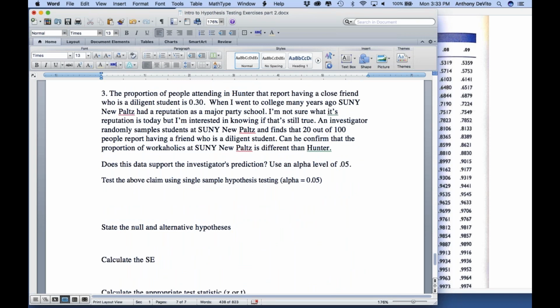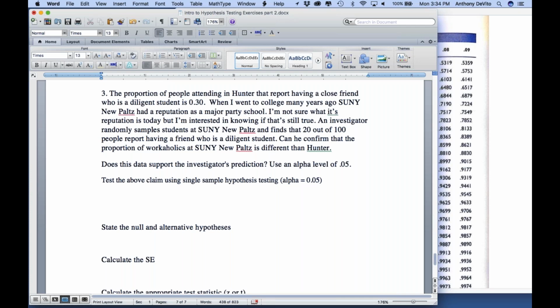The proportion of people attending Hunter that report having a close friend who's a diligent student is 30%. When I went to college, I didn't go to SUNY New Paltz. SUNY New Paltz had a reputation when I was in the late 60s of being a party school, right? So it probably still is, I'm guessing. At any rate, I'm not sure what its reputation is, and I'm interested in knowing if it's still true.